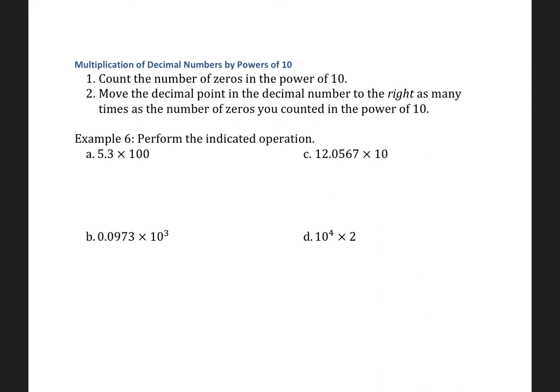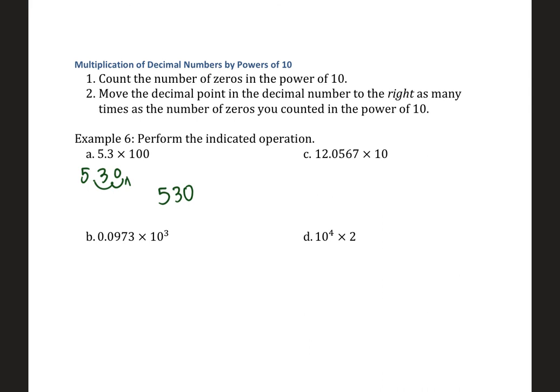If we have 5.3 times 100, I know I have those 2 zeros there. So I'm going to move the decimal point in 5.3 two times to the right: 1, 2. So I'm going to end up with 530.